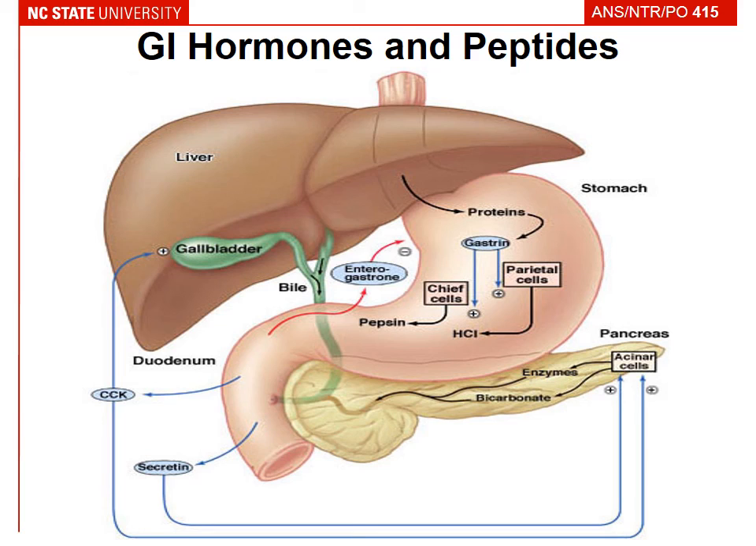The CCK is going to have its effect on the gallbladder. The gallbladder is going to release the bile so you can better absorb your lipids. It's also going to signal the pancreas to release the enzymes, and these are coming from the acinar cells. And secretin is going to your pancreas, causing it to release the bicarbonate into the small intestine.